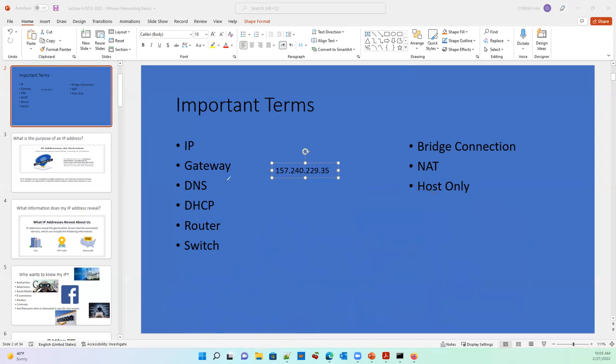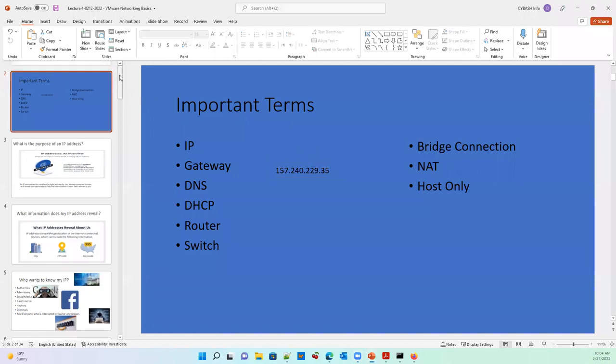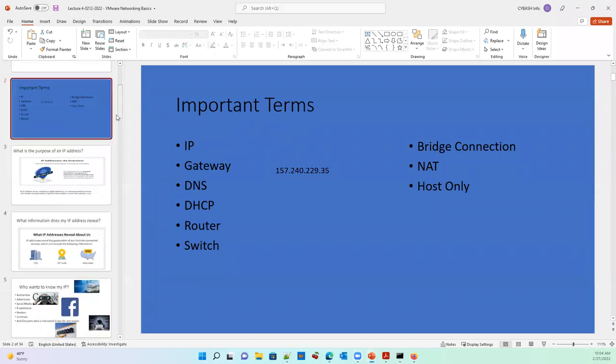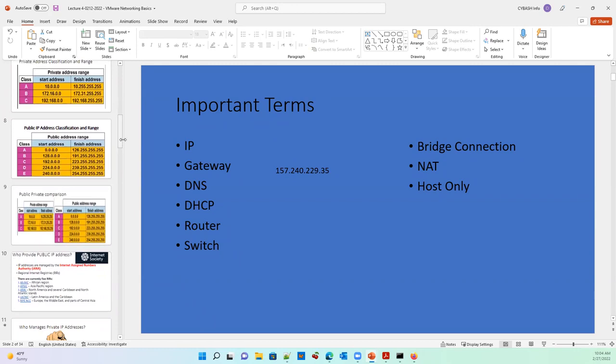Can we say the domain name is the public IP address book, just like that? Yes, that's what it is. That's basically what it is. You're right.